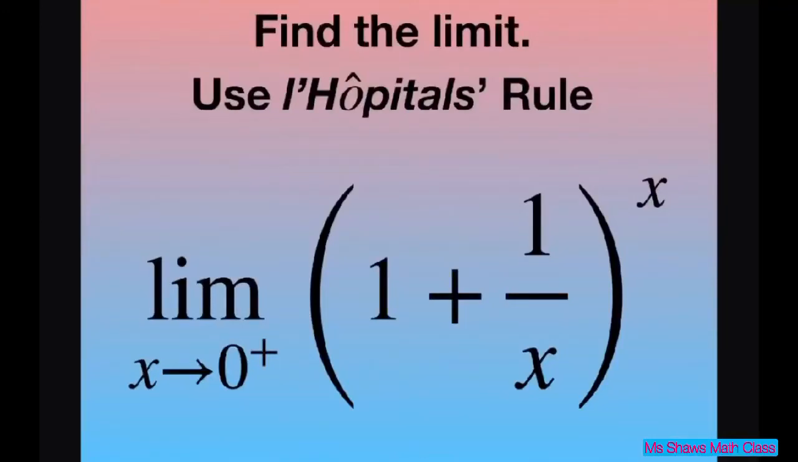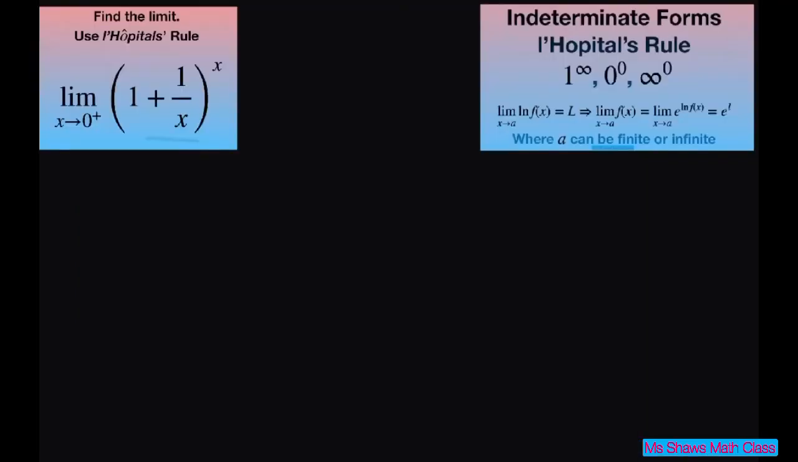Everyone, we're going to find the limit using L'Hopital's rule. We have the limit as x approaches 0 from the right of (1 + 1/x)^x. So let's see what form we have. If we plug in 0, we get 1 plus, the limit is going to be infinity, and then this is going to be to the 0 power. So basically 1 plus infinity is just infinity. So we have the indeterminate form, infinity to the power of 0.